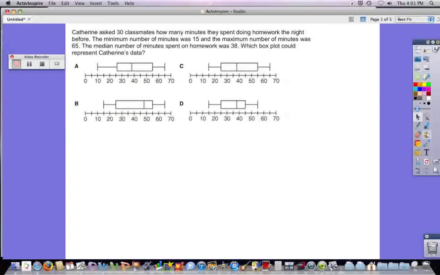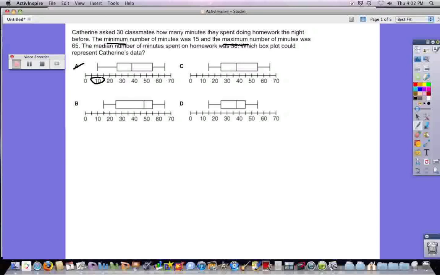Go to problem number, the first one. Okay, this one's simple. Catherine asked 30 classmates how many minutes they spent doing work the night before. The minimum number of minutes was 15. The maximum is 65. The median number is 38. Well, remember I told you that's min, that's max. This is the median. So you go here. Minimum is 15. Is that at 15? Nope, it's at 10.